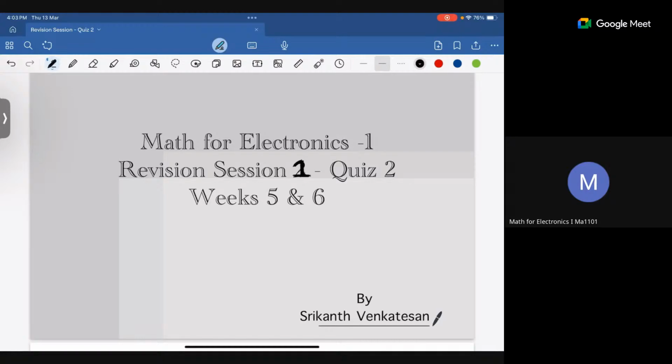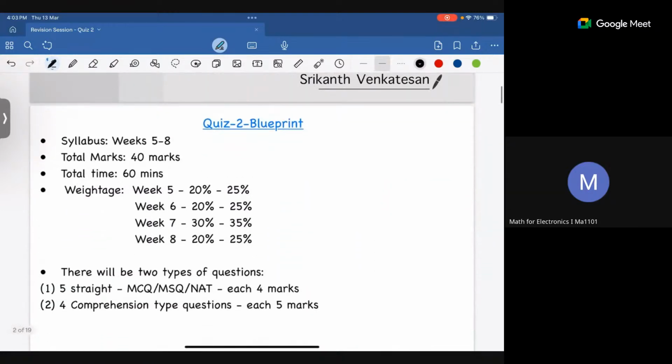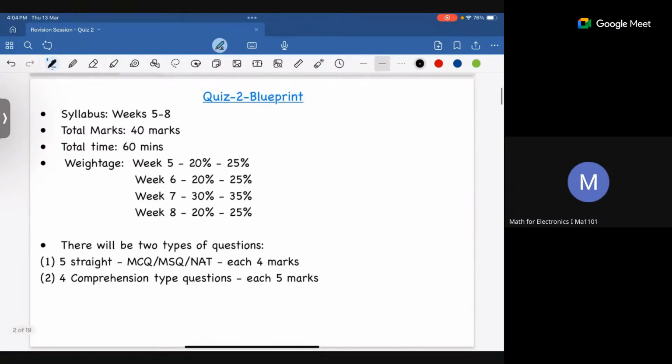So let's begin. Many things to discuss, and we'll begin with the quiz 2 blueprint. It's what you can expect from quiz 2, some sort of pattern. I'll just quickly go through it. The syllabus is weeks 5 to 8. Having said this, even week 4 will be an internal part of week 5, so that is also there.